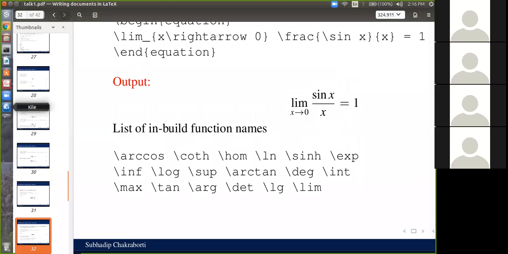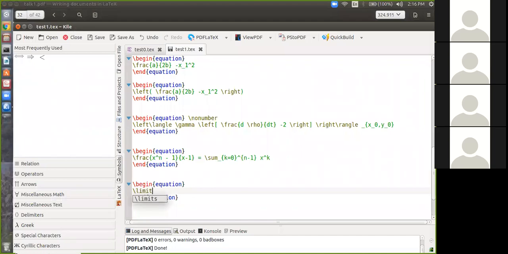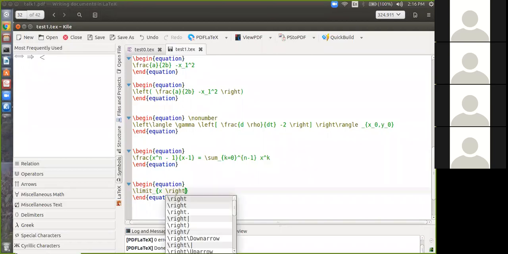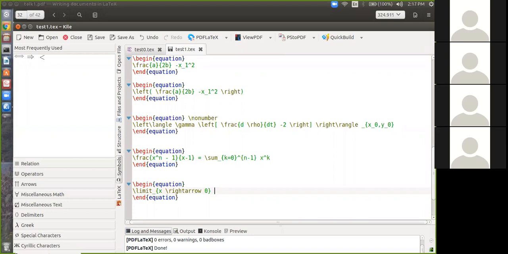So slash limit, underscore, because it is a subscript, again second bracket, x tends to. Tends to is the right arrow, right? So slash, give a space, then slash rightarrow, x tends to 0. It will give you limit x tends to 0. Then give a space. The effect of underscore is done in this second bracket by ending the second bracket. Then you need to write the fraction sin x by x.